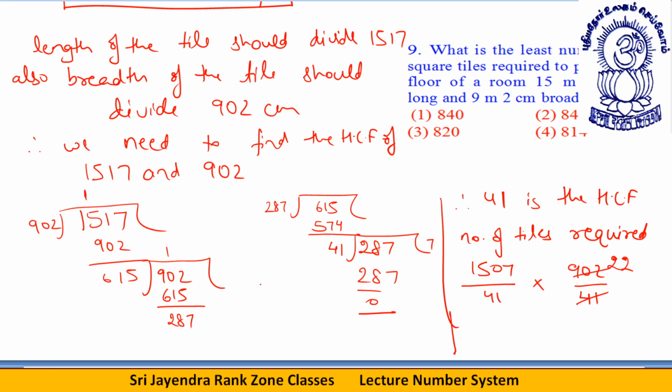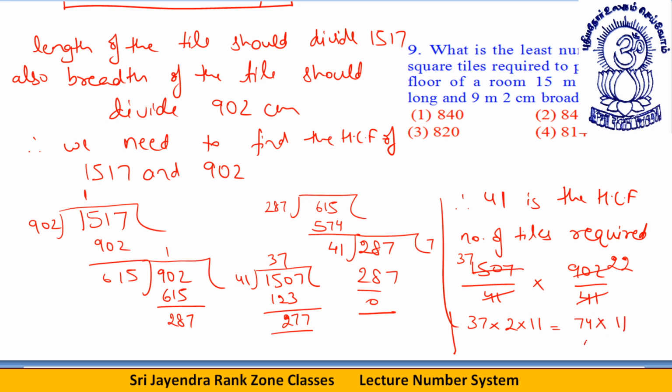Although I don't have space, I still have to manage it. 1517 divided by 41: 41 into 3 gives me 123, and you get 37. So how will you multiply this? 37 into 22, make it 37 into 2 into 11, or 74 into 11. Now it is easy to multiply. When you multiply any number by 11, write 4, then 4 plus 7 is 11, 1 carry, 8, and 4 times. Lengthy one, but no problem. I think I have explained it very clearly.